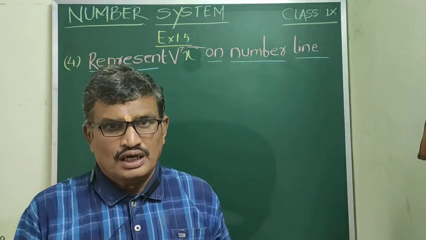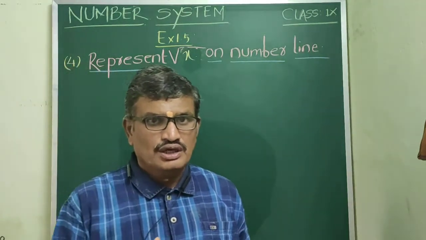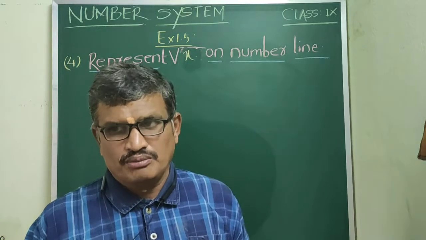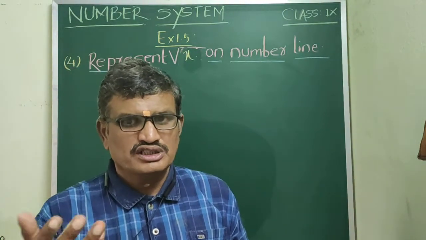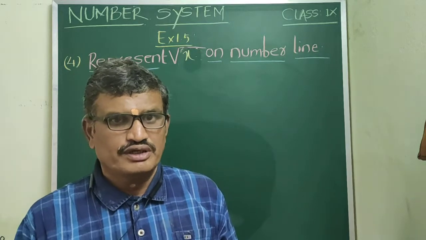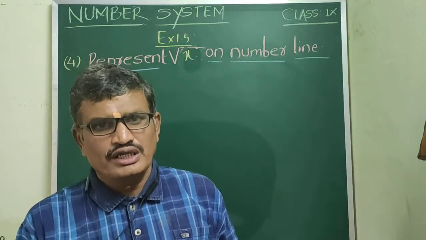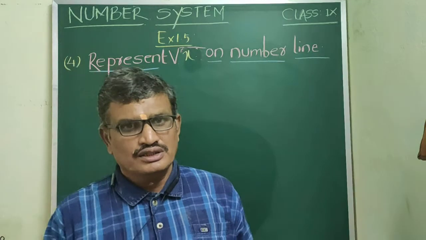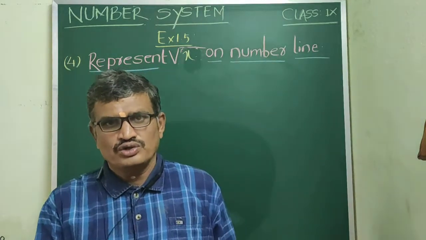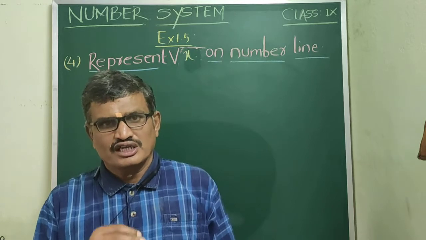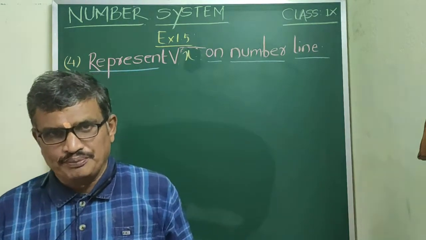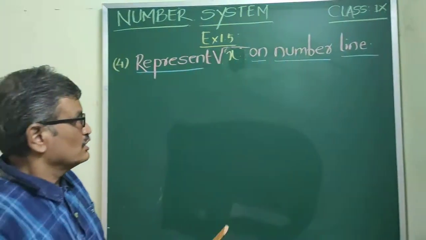Okay children, in my last video you have seen how to represent root 3 on the number line. Now suppose in the examination they give 8.3, or 9.7, or 12, 13, anything they can give. In that case you should not say, sir, you have not solved the problem. The best I will give you is a simple solution that can be utilized for any problem. So what is that general solution?